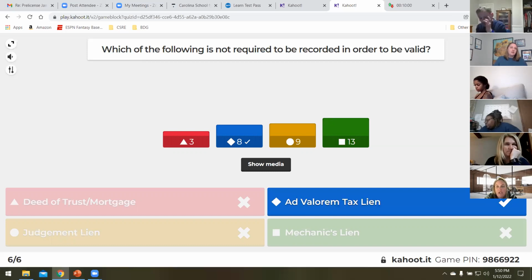The judgment lien, again, this is something from a judge, as mentioned earlier, or the courts, maybe the HOA, and then our deed of trust or a mortgage. So what's up with the Ad Valorem Tax Lien?